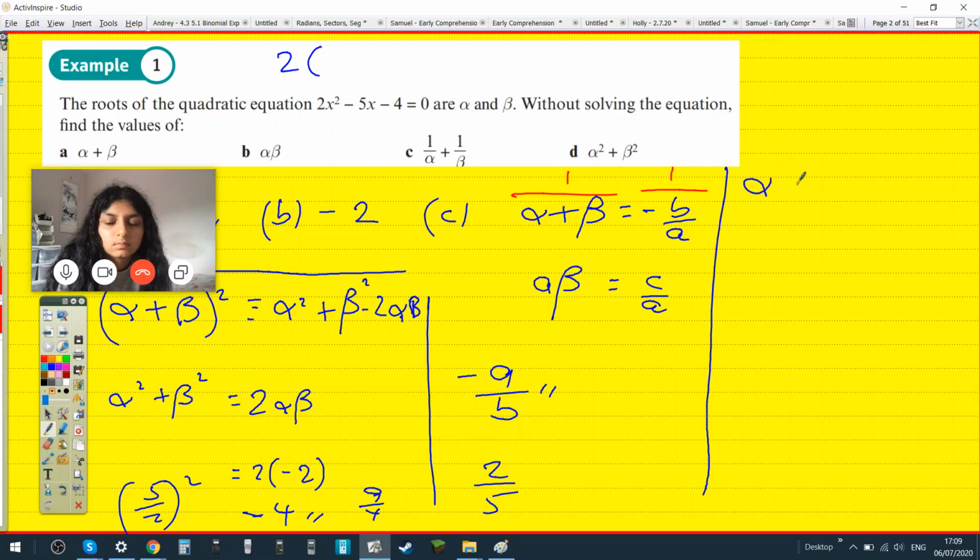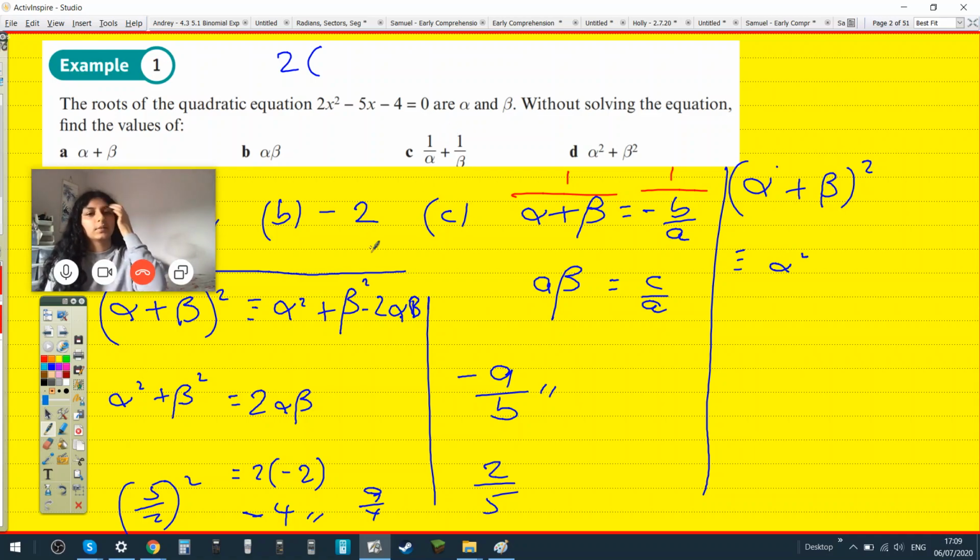Alpha plus beta squared. Oh, I get that bit, but I didn't get part C. Oh, question C? Yeah. I didn't get that bit because they did something different.